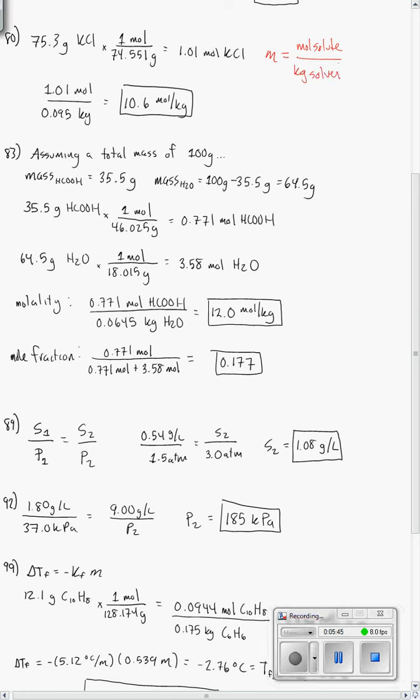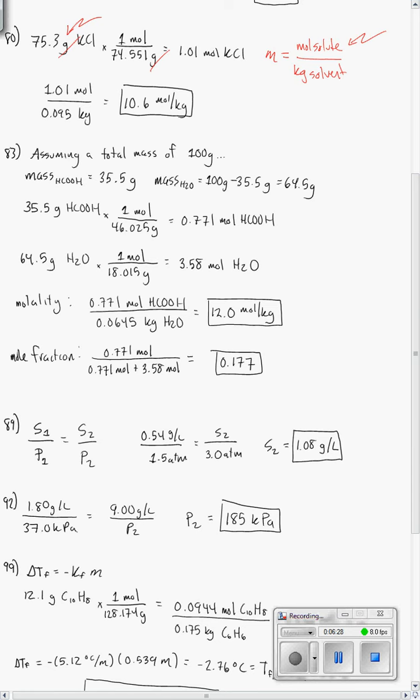In this question, we're told that we have 75.3 grams of potassium chloride dissolved in 95.0 grams of water. Potassium chloride is our solute here, and water is our solvent. So we need to go from our starting mass of potassium chloride to moles of potassium chloride, because we need that in the numerator of our molality equation. The molar mass of potassium chloride is 74.551 grams per mole. If we divide by it, we cancel out our grams, and you end up with 1.01 moles of KCl. So we have 1.01 moles of our solute.